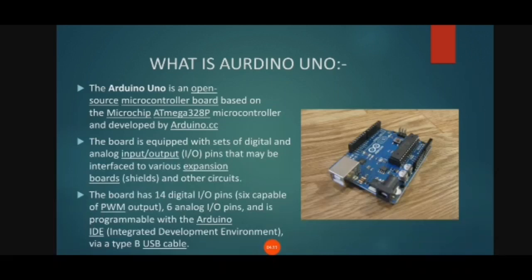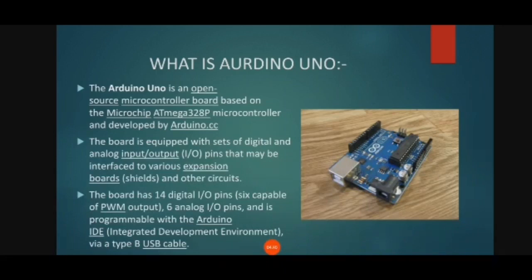It has 32 KB of flash memory, of which 0.5 KB is used by the bootloader. It has SRAM of 2 KB and 1 KB of EEPROM. Its clock speed is 16 MHz. Its length is 68.6 mm. Width is 53.4 mm. Its weight is 25 gram. Its general pin functions are LED.